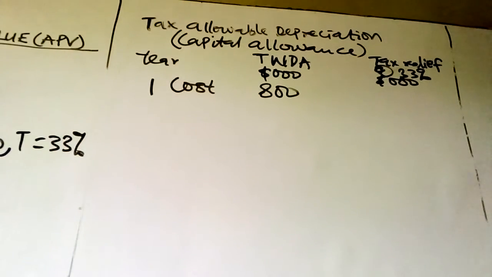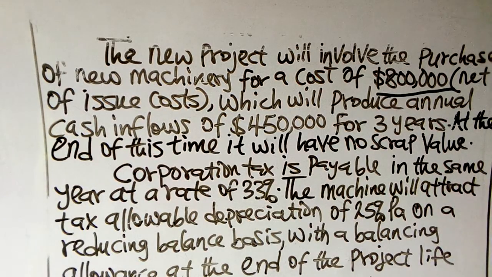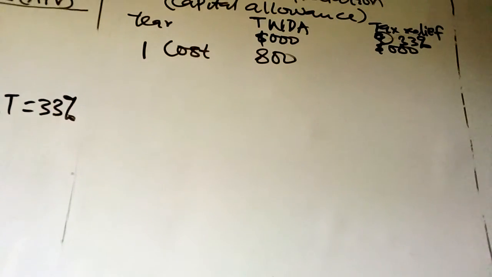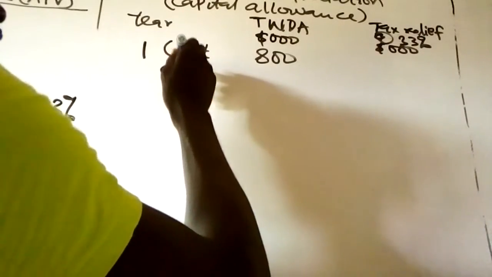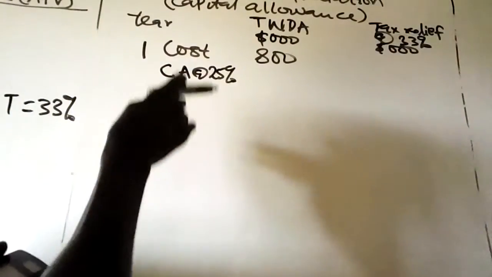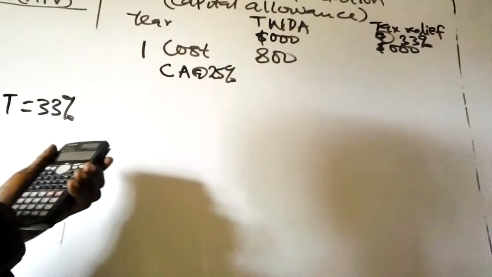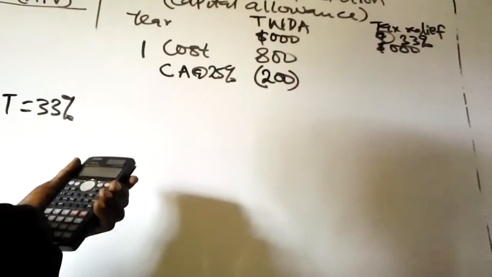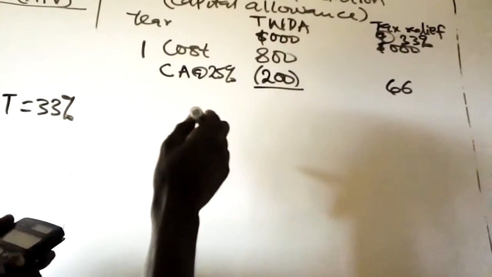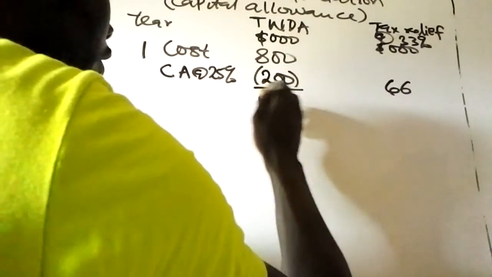The tax allowable depreciation of 25% per annum is on reducing balance, with a balancing allowance at the end of the project life. So the capital allowance at 25% is 25% of 800,000, and that will give us 200,000. If you apply the tax rate of 33% on that 200,000, then you have 66,000 as the tax relief. Then if you subtract 200,000 from 800,000, you have a tax written down value of 600,000.